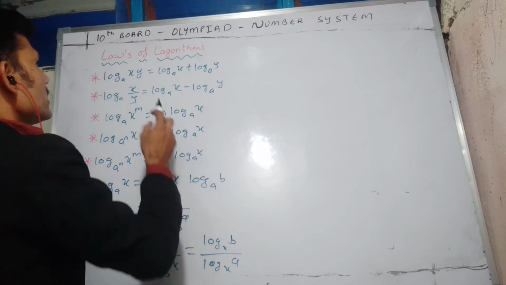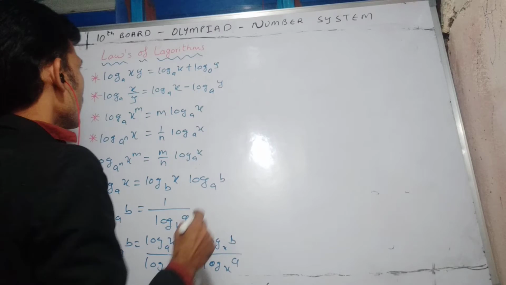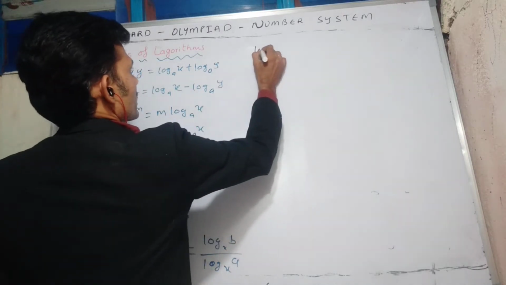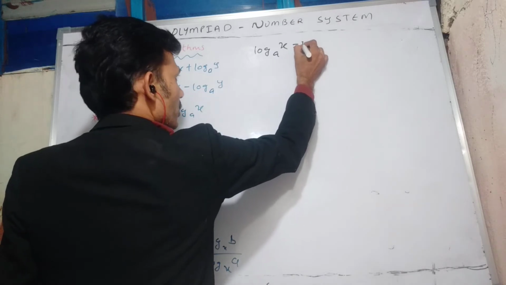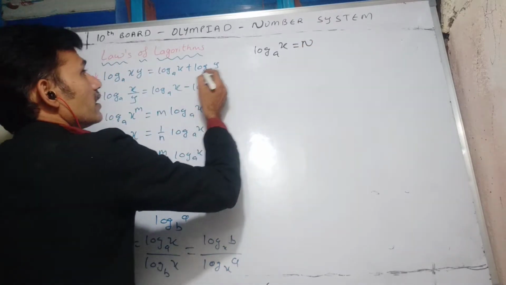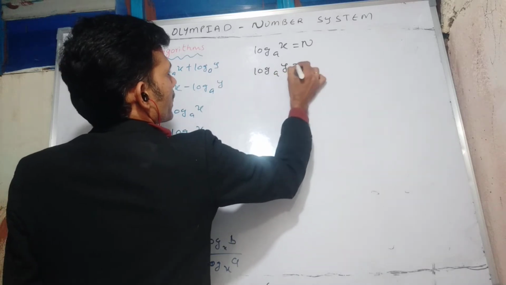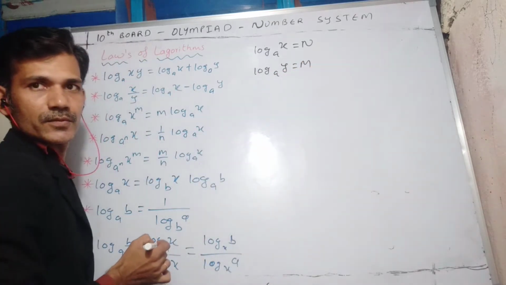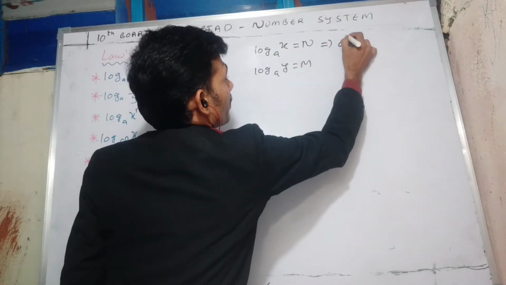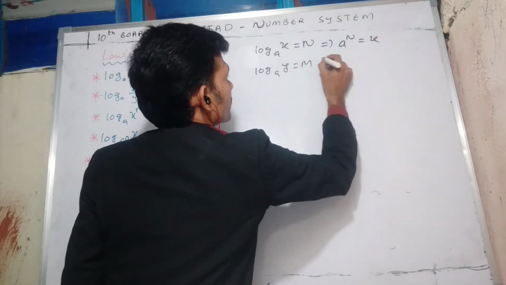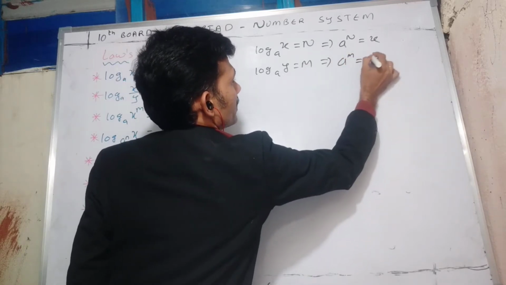Okay, first law is logarithm of a product. First let us consider log x base a, some n you can take, and log y base a we can take some m. We can express in exponential form, no? So a power n is x. Here when a raised to m, its value is y.